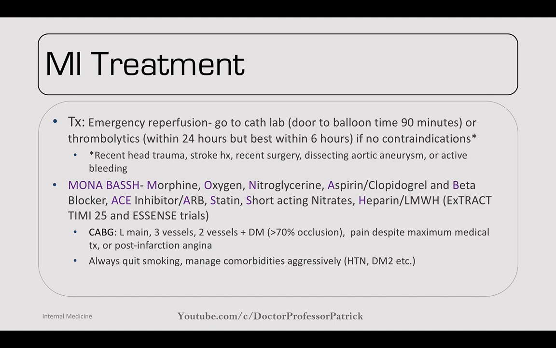So one of the other treatment options that you have is a CABG, or a coronary artery bypass graft. So usually you would do a CABG if there is left main disease, if there's 3 vessel disease, if there's 2 vessel disease and they have diabetes, or if there's pain despite maximal medical treatment, or post-infarction angina. So this is reserved for those surgical candidates, and this is going to increase oxygenation by adding more vessels around the heart. So as always, you're going to want to quit smoking and manage their comorbidities aggressively, so treating hypertension, diabetes, hyperlipidemia, etc.